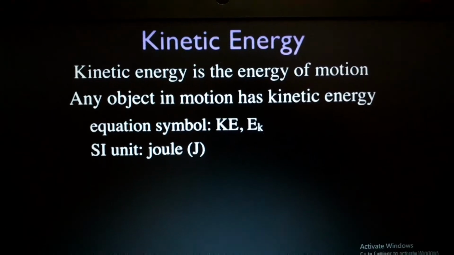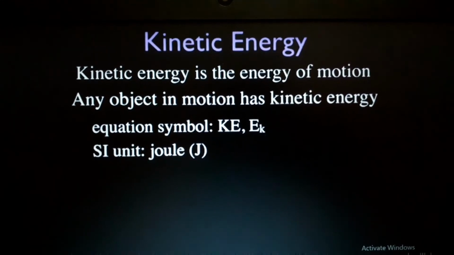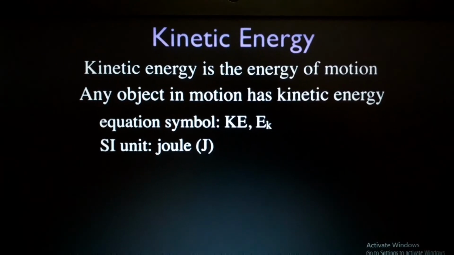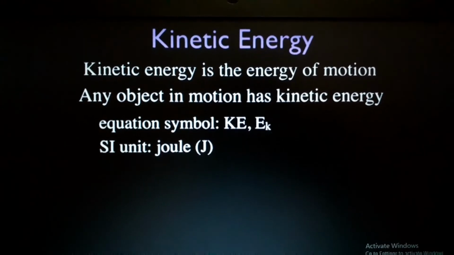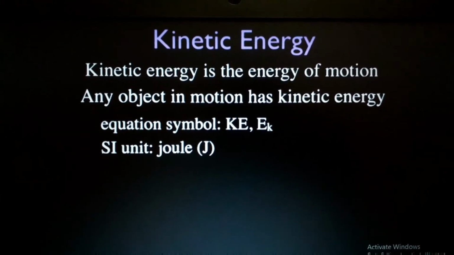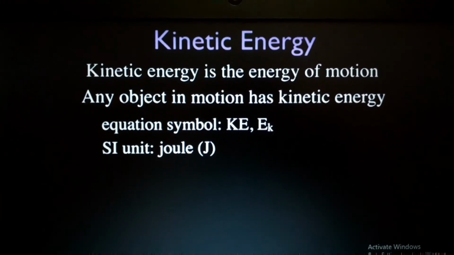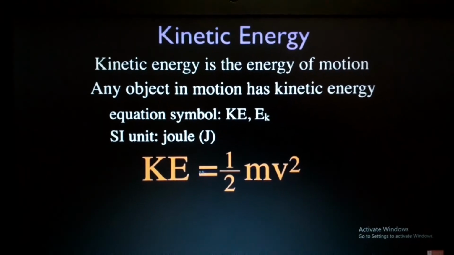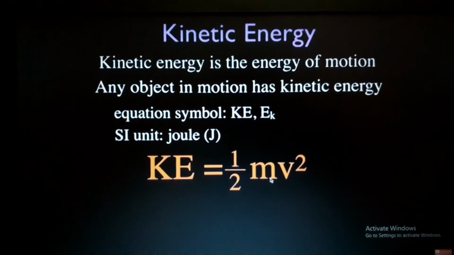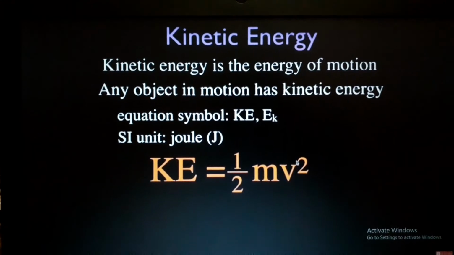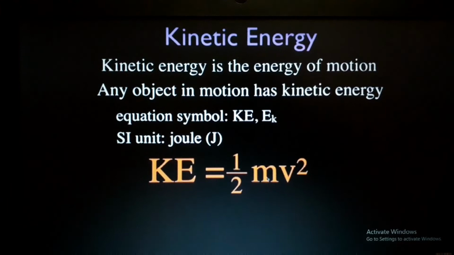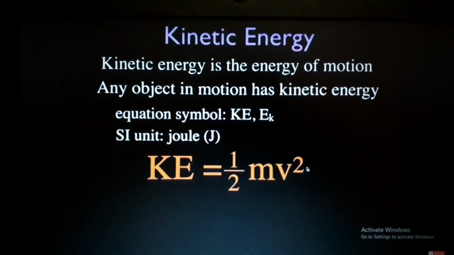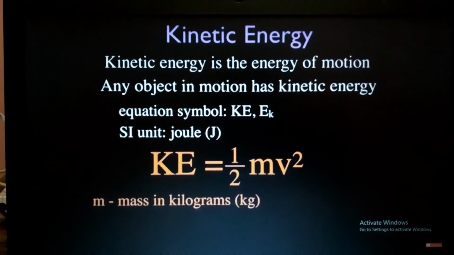Remember, the SI unit for kinetic energy, potential energy, all energy and work and heat and all that stuff is the joule, after James Prescott Joule, abbreviation J. This is the equation that we use. You've probably seen this before. Kinetic energy is equal to 1/2 times m times v squared. Remember, it's just the v squared, not mv squared. It doesn't matter the order in which you do these things in your calculator. Remember, the mass must be in kilograms.